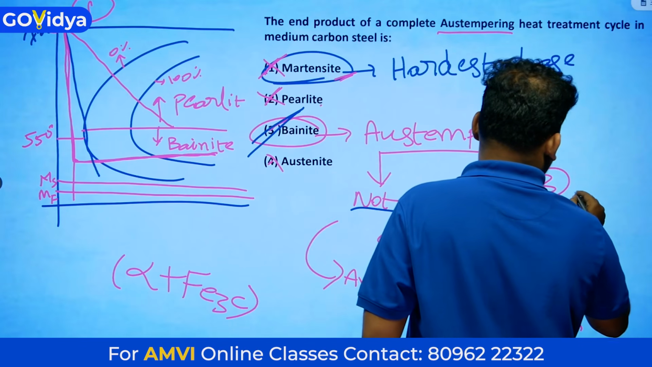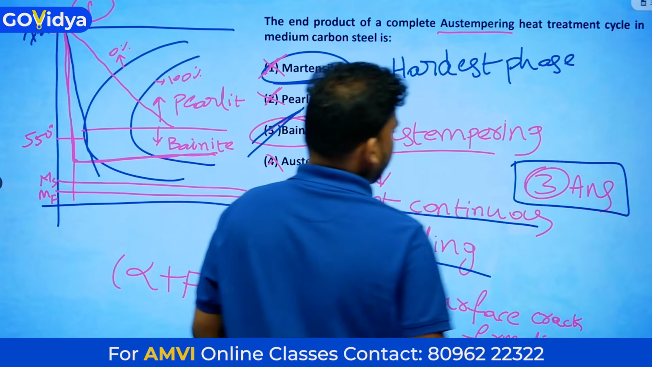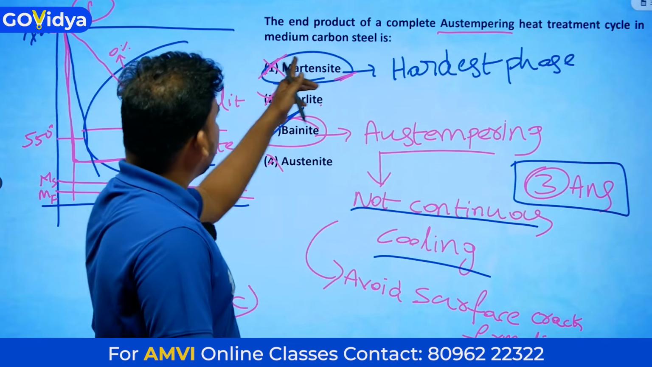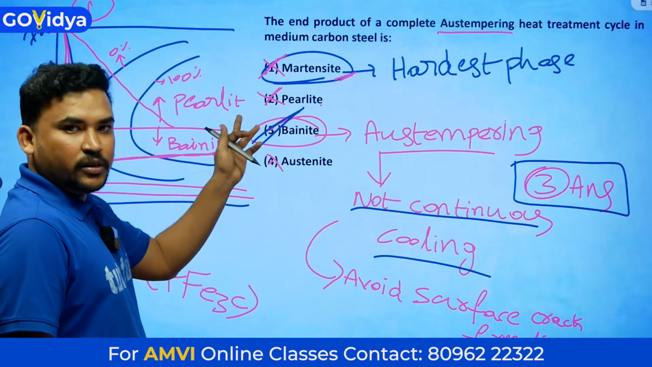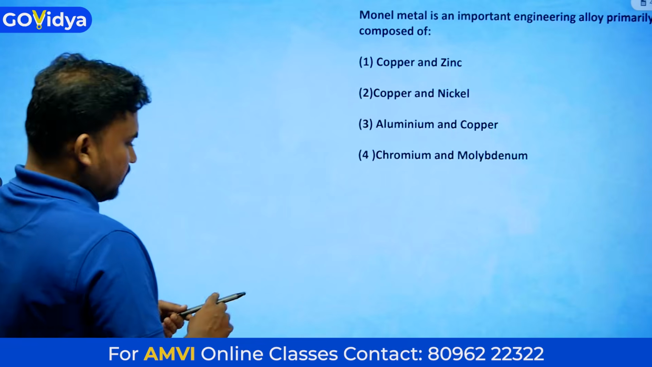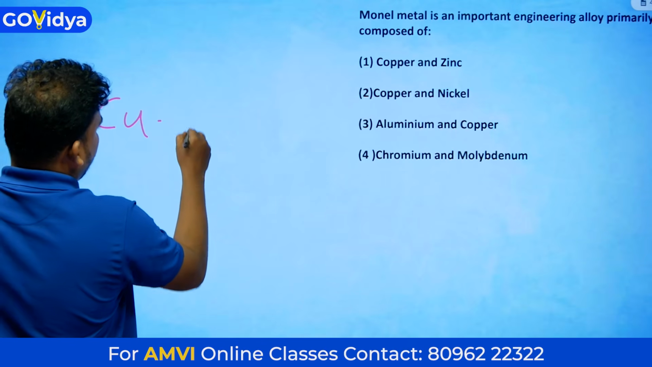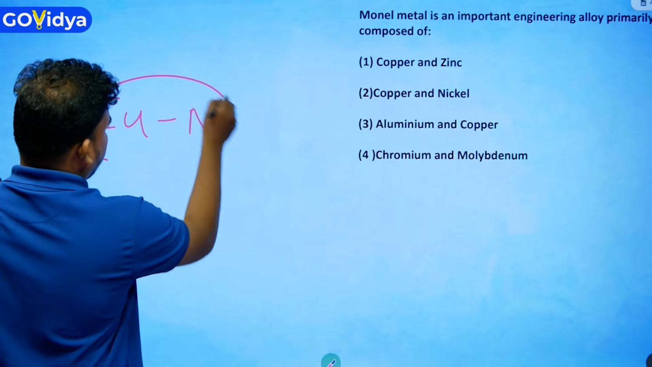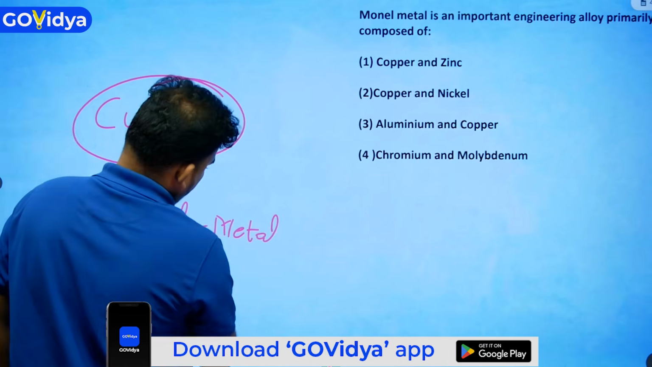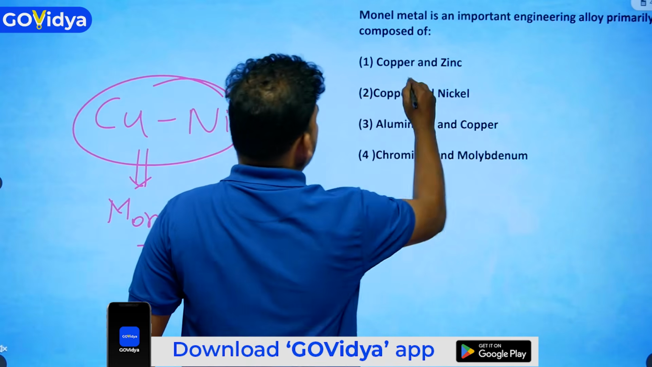Austempering answer. For this question, 3 is the correct answer. I am not only giving the solution, I am giving all the insights, and I am telling all the other options also. Monel metal is an important engineering alloy primarily composed of, okay, Monel metal is actually a copper alloy which consists of copper plus nickel. Next question. The answer is 2.